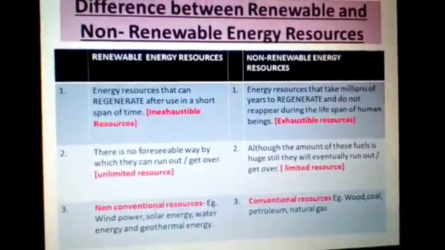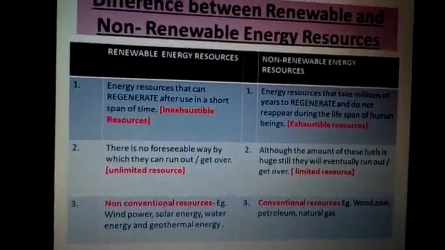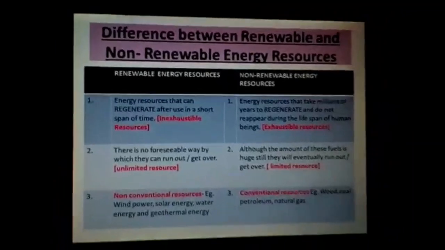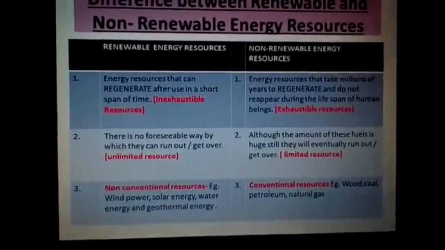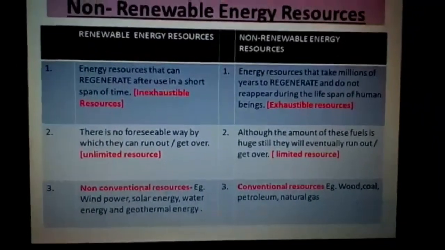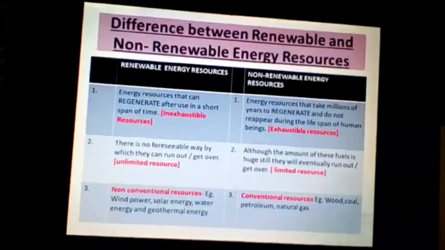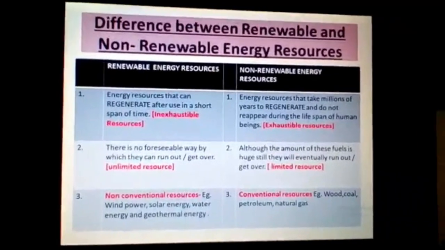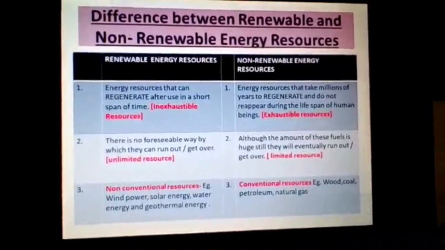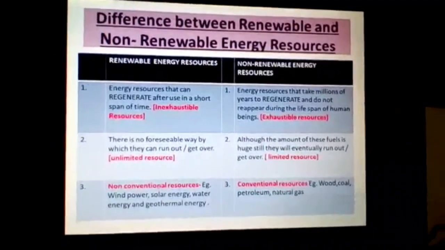Now this question is also mostly asked in the exam as to why should we use the non-renewable energy resources carefully and judiciously. So please make sure you understand this term. Why are we using them so carefully? Because they are exhaustible, they are limited, and once used, they cannot be reused again. Therefore, we need to conserve the energy, and we can easily conserve the energy by using the 3 R's that we did in the previous chapter also, that is reuse, recycle, and reduce.